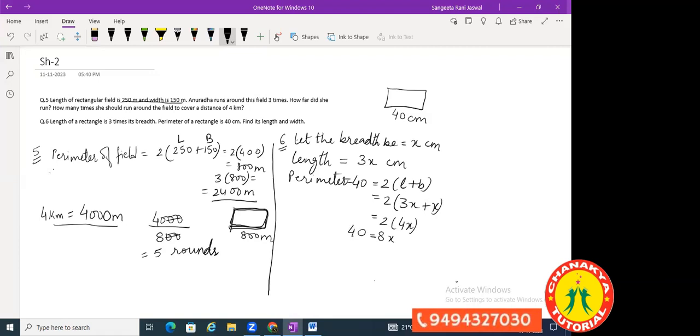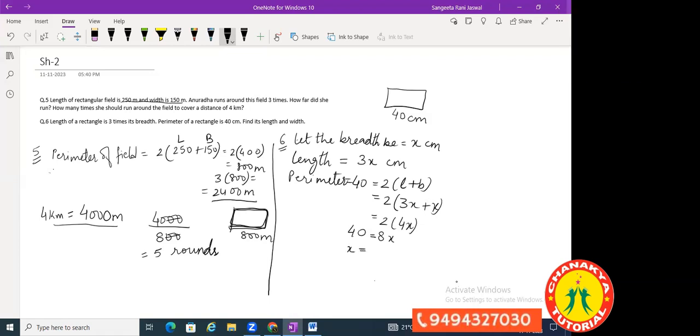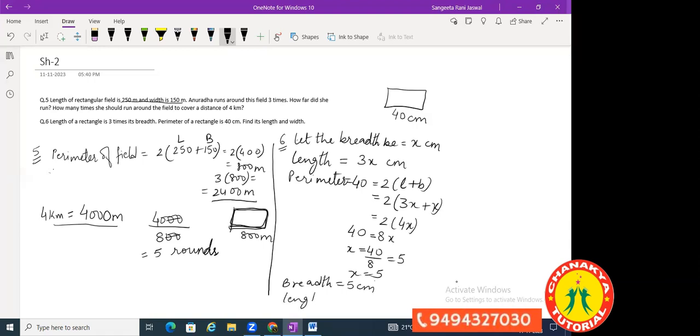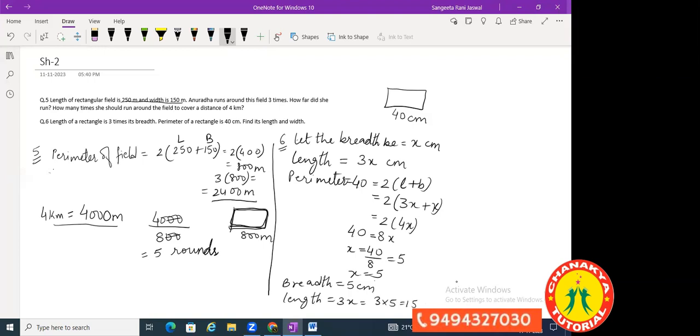So from here, is the breadth 5? Yes, ma'am. To find the value of x, 8 is multiplying with x this side. When it goes to the other side of the equal to sign, it becomes divide. So you get 5. So the value of x is 5. That means your breadth is 5 centimeters and length is 3x, which is equal to 3 into 5, which is equal to 15 centimeters.